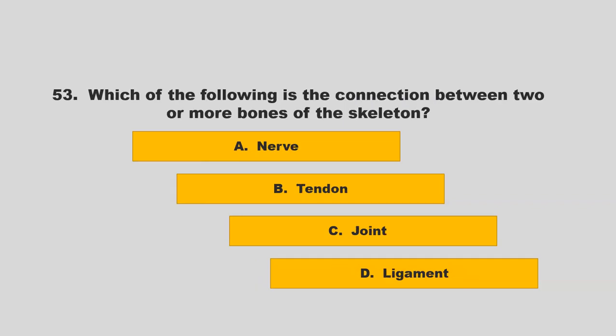Which of the following is the connection between two or more bones of the skeleton? Nerve, tendon, joint, ligament. If you chose C, joint, you are correct.